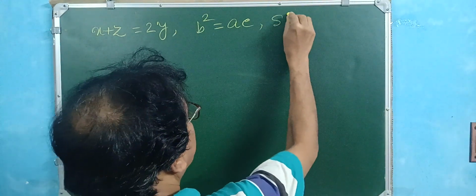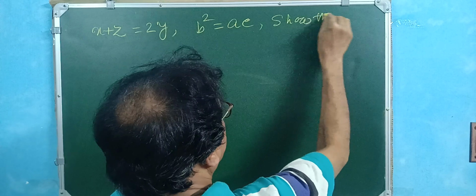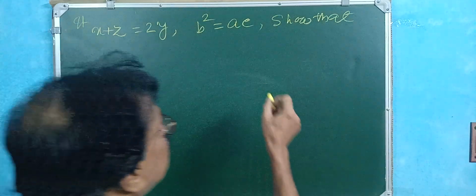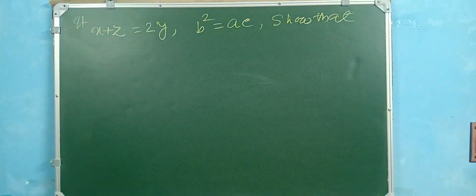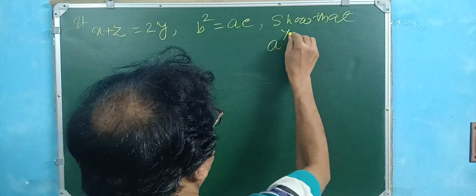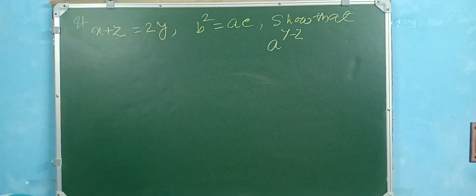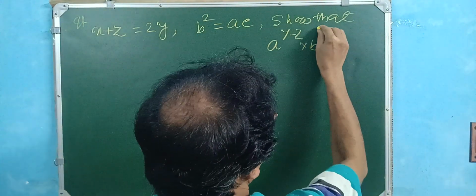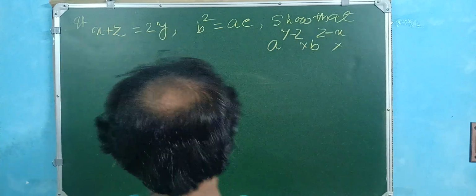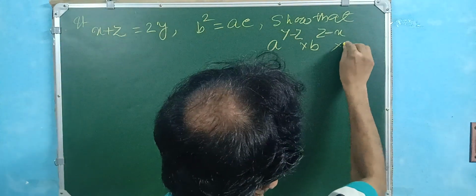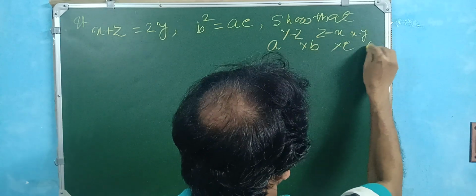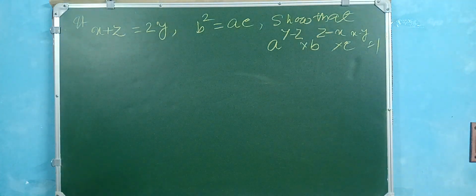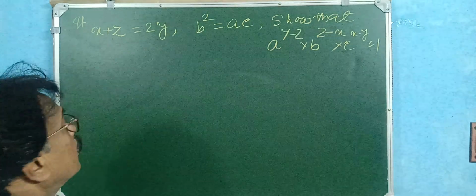So that a to the power y minus z into b to the power z minus x into c to the power x minus y is equal to 1. It will be proof. You have to prove this. C to the power x minus y is 1. Okay, no problem, that is given.